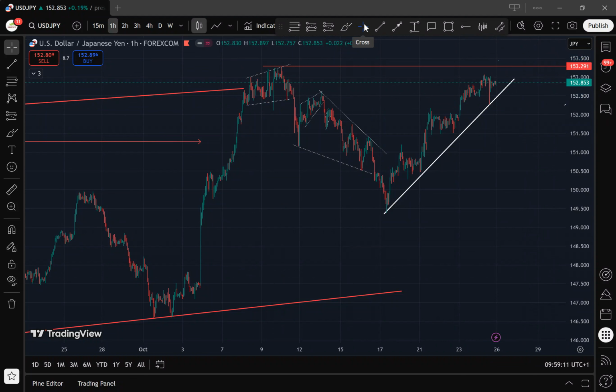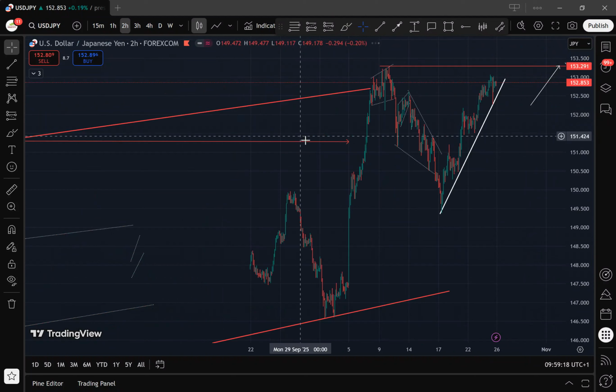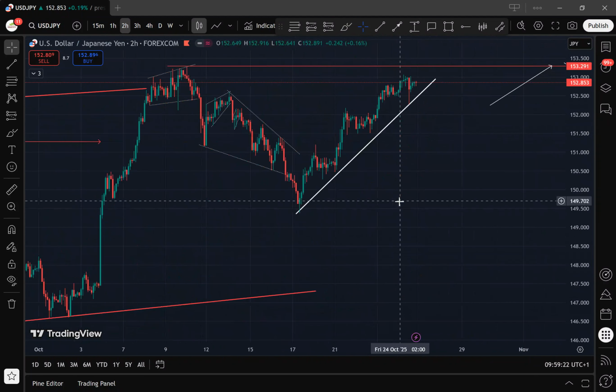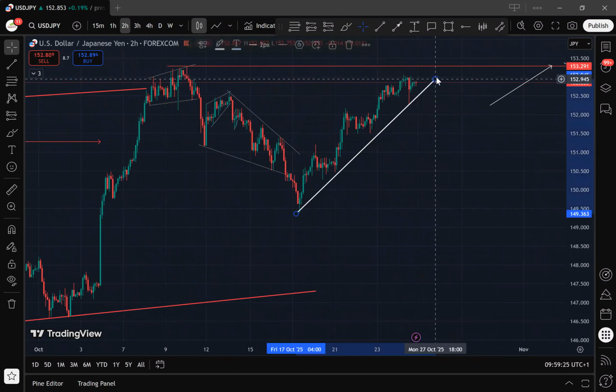So I am wishing you the best of luck for the week, and we need to exercise a lot of patience and let the market lead us all the way.